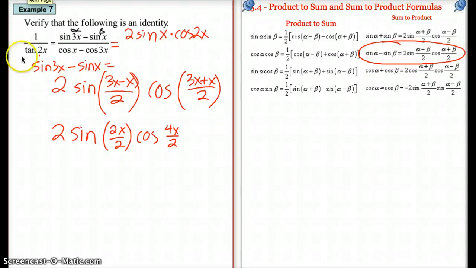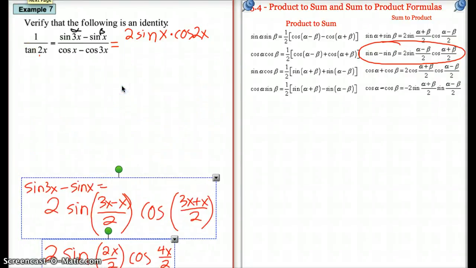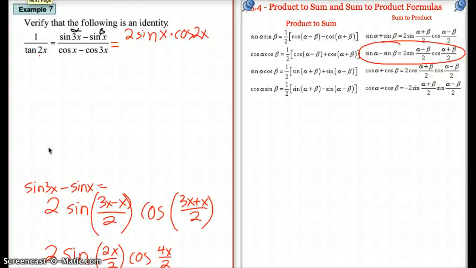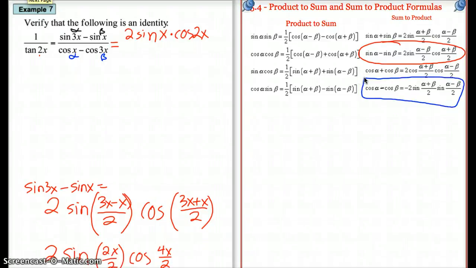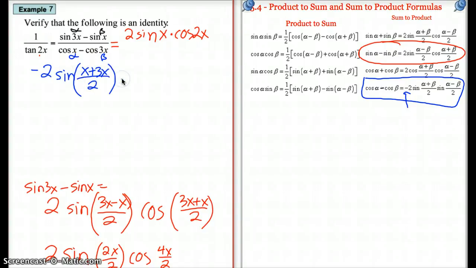We're going to do something similar, of course, with the denominator. We're going to take the denominator and use the sum and difference formula. This time alpha is x and beta is 3x, and we're working with the difference formula. Take notice of that -2, that's unique to this formula. Every other one has a +2. So we're going to start this with -2 sine of the sum of the angles, x plus 3x over 2, times the sine of alpha minus beta, so x minus 3x over 2.